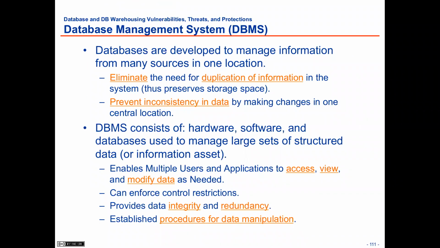All right, perfect. Okay. So here it just says databases are developed to manage information from many sources in one location, eliminating the need for duplicate information in the system. So it preserves storage space and prevents inconsistency in data by making changes in one particular location. So imagine you make a change elsewhere in the database and it's not shown in another location, and now you have an inconsistency, right? So that's what that's talking about.